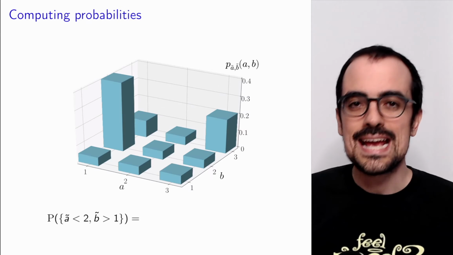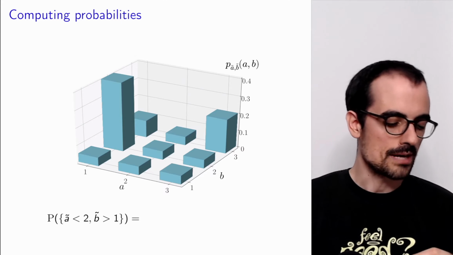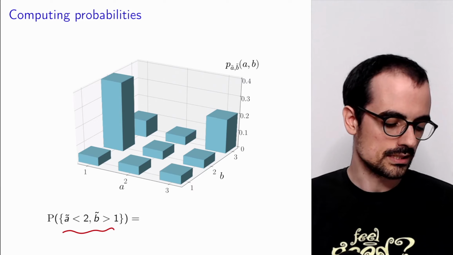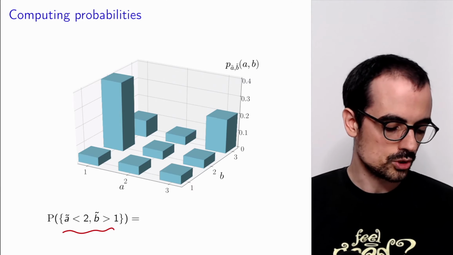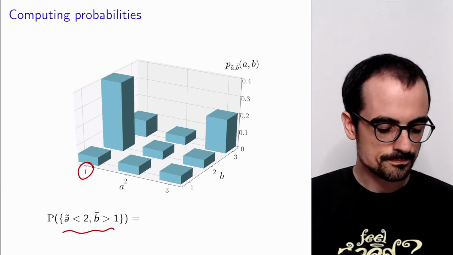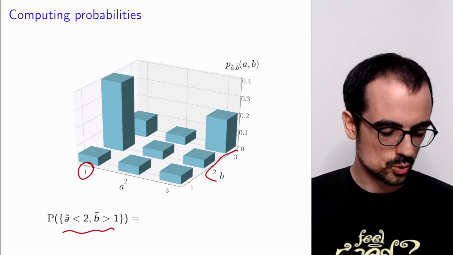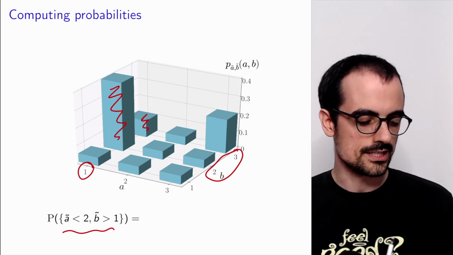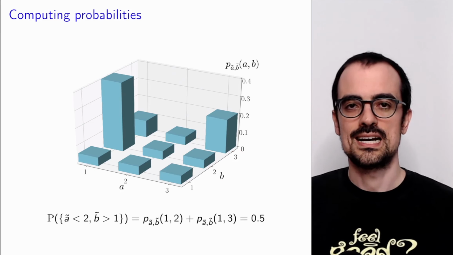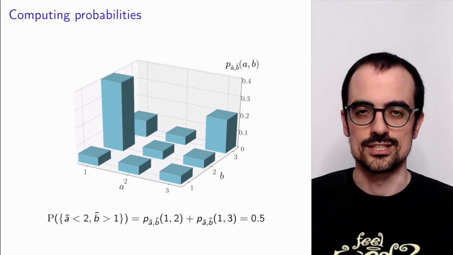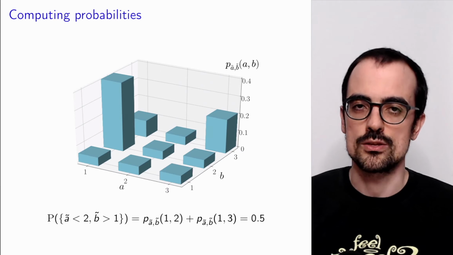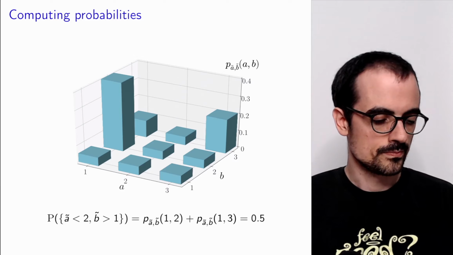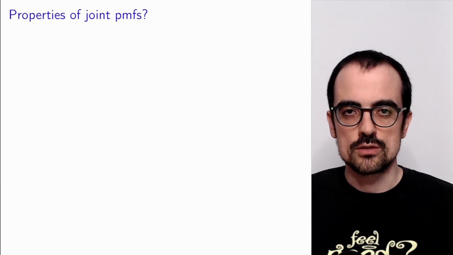We can compute any probabilities describing the behavior of two random variables using their joint PMF. In this case, if we're interested in the probability that A is smaller than 2, so A is 1, and B is greater than 1, so 2 or 3, we just add up the corresponding probabilities, in this case 0.1 and 0.4, and we get the probability that we're interested in. So again, the joint PMF really captures everything you need to know about the joint behavior of these two random variables. What are the properties of joint PMFs?